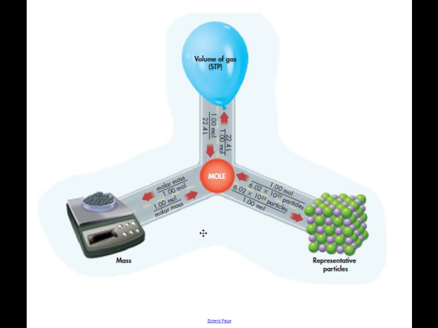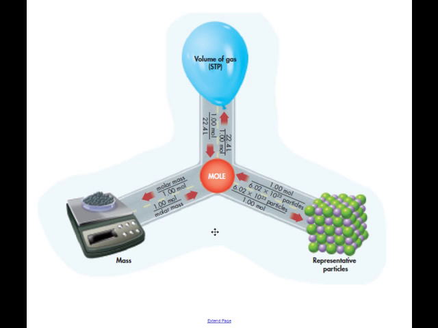But essentially what they're trying to show you again is that you've got moles here in the center, and that in order to move from one of these, such as mass, to one of the other ones, such as representative particles, you can't just go straight across. You have to go to moles, and then from moles back out to here, or from representative particles to moles, and then from moles up here to volume of gas. So it's a nice figure to illustrate what I was talking about in class.